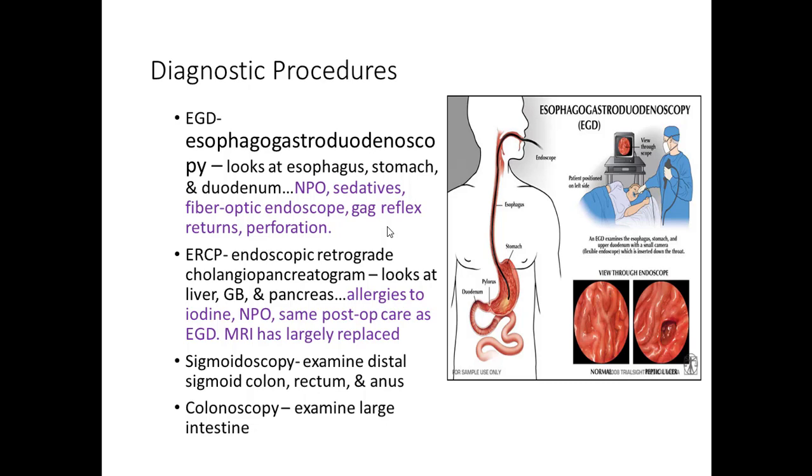ERCP, it's called an endoscopic retrograde... Yeah, I'm not even going to try that anymore. Anyways, the ERCP looks at the liver, the gallbladder, and the pancreas. Again, we have to ask if they have any allergies to iodine and shellfish. Don't forget the shellfish part.